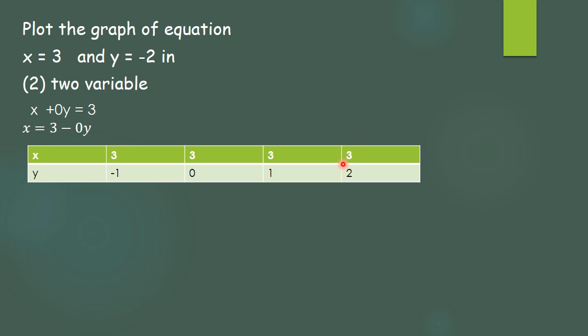And then we will plot the graph for this on the next. Now, at the same time, we will try to prepare the table for y is equal to minus 2. So that will be easy for you to understand. Now y is equal to minus 2.